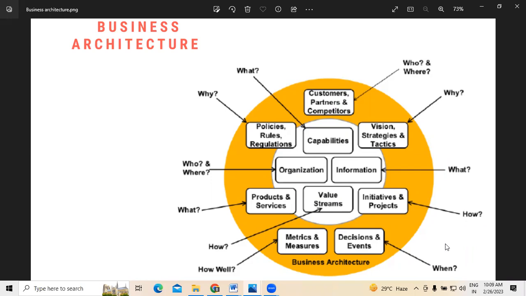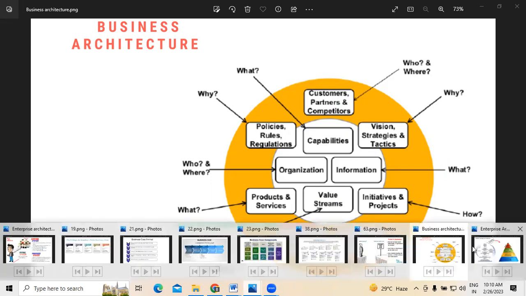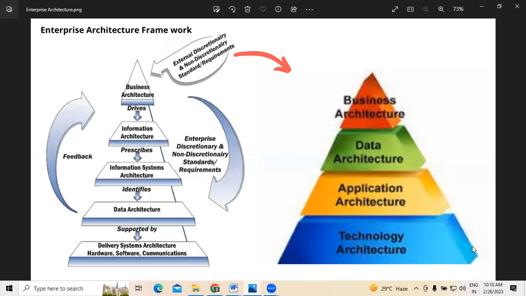If you'd like to know about enterprise architecture, first of all, we must know about business architecture for sure. Once you know about business architecture, the next thing is application architecture. Application architecture means what are the different applications an organization is using. The applications you develop are not standalone. Please remember.